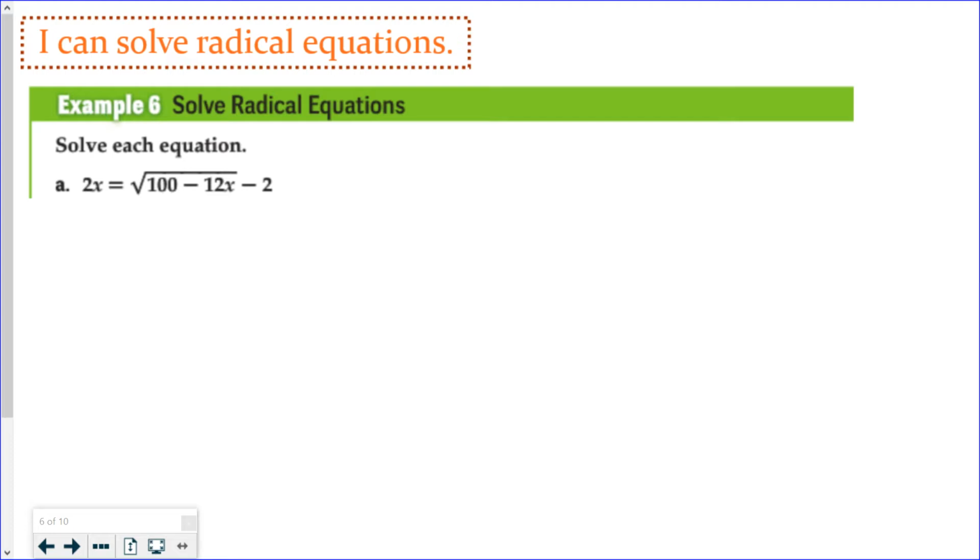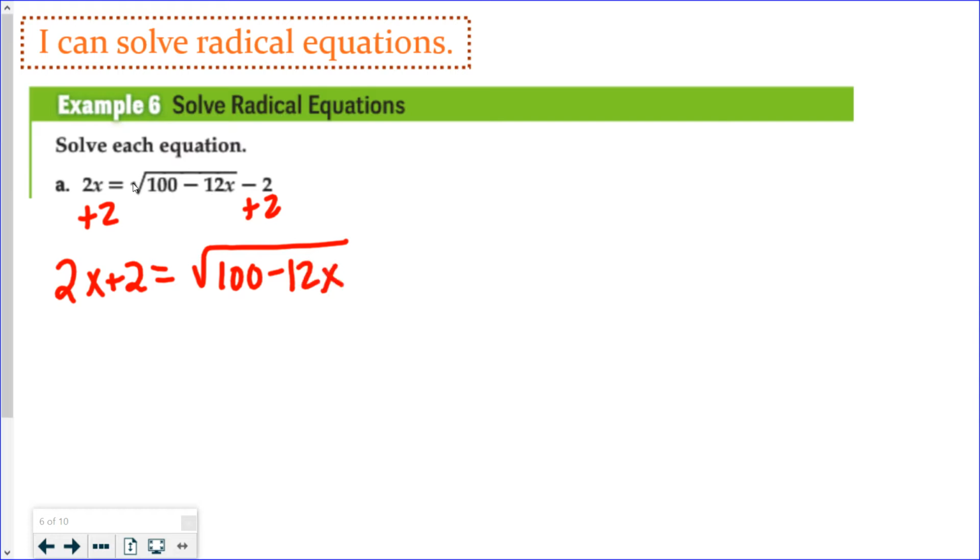We're going to be solving radical equations. So our goal in these is to get an answer like x equals blah blah blah. In order to solve a radical equation, our first goal is just to get the radical by itself, and the radical is like your square root sign or your cube root sign. So I want to get this by itself, so I'm going to move this 2 over to the other side. I get 2x plus 2 is equal to my square root.